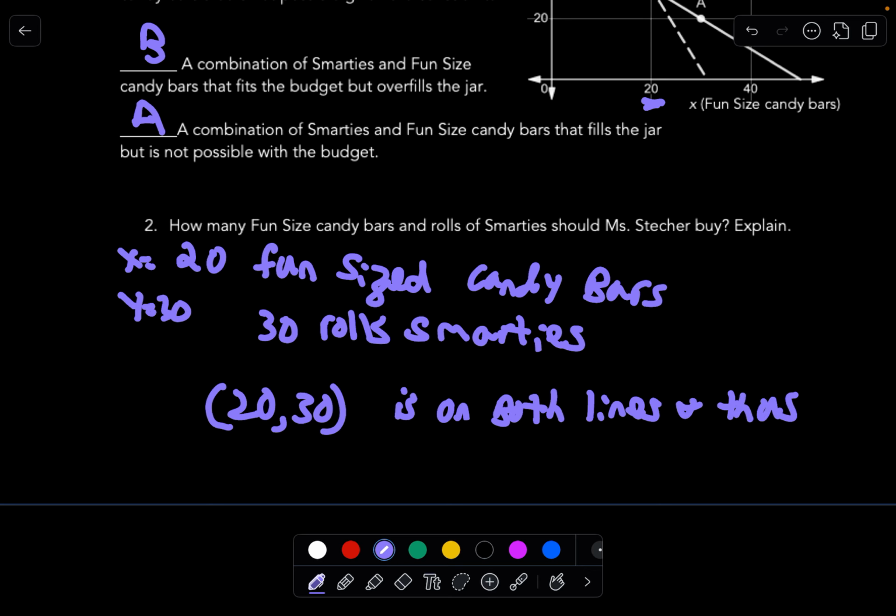And thus meets both constraints. Constraints is just restrictions on the numbers.